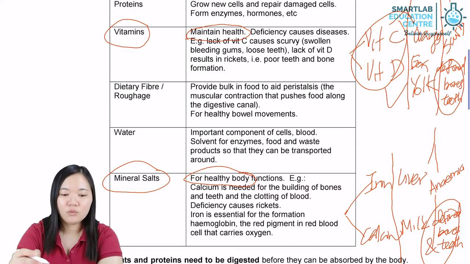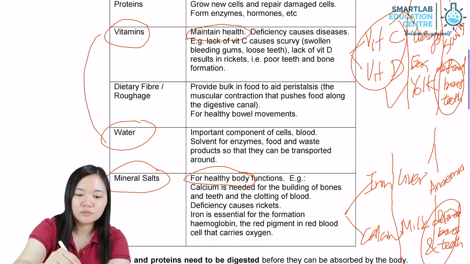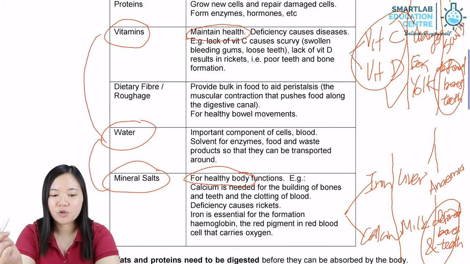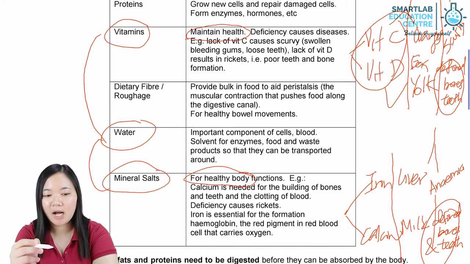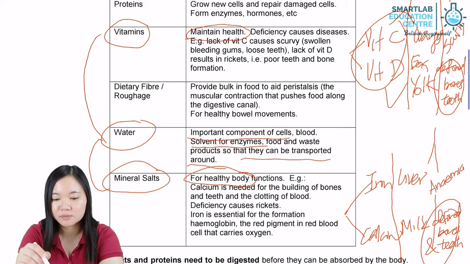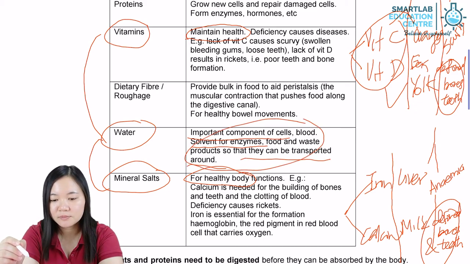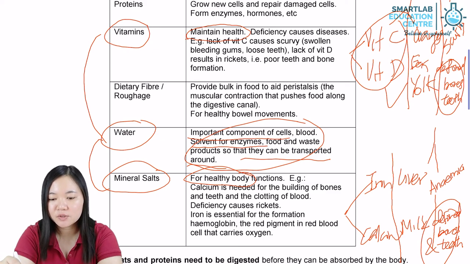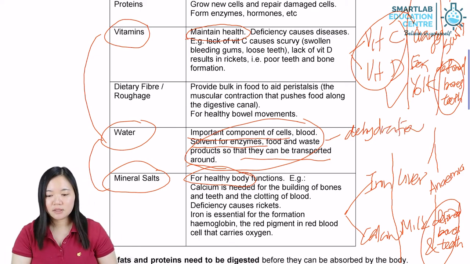Next, let's take a look at water. So basically these three groups are small enough to be absorbed. So in other words, they are able to be absorbed readily. Okay. Water. Water is an important component of cells, so of course it's acting as a solvent for enzymes and food waste, so that all of them can be transported around the body. So these are the functions of water. So lack of water will result in dehydration. Okay, dehydration. Okay, that's all.